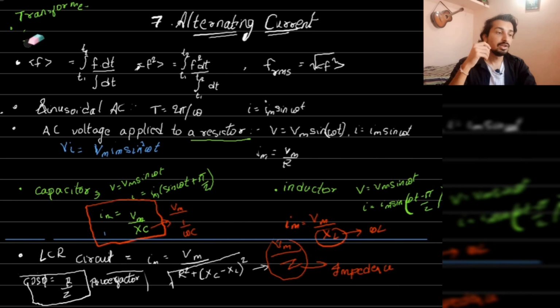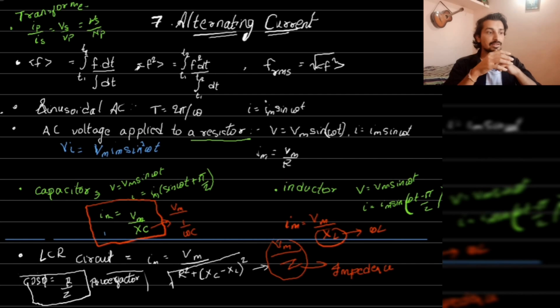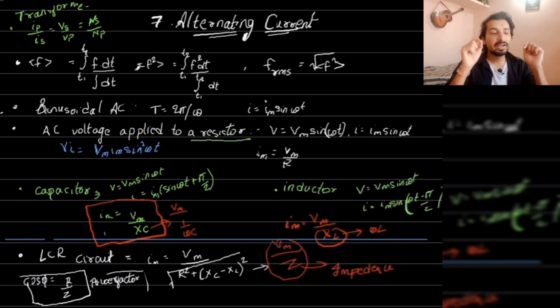Then what is transformer? Transformer is a device in which you have a current flowing. This current induces current in another coil. So you will have two coils. So you increase the potential or you increase the current. So for that you use a transformer. Transformer is nothing but IP by IS. Current in primary coil divided by current in secondary coil will be equal to potential in secondary coil divided by potential in primary coil will be equal to number of turns in secondary coil by number of turns in primary coil.